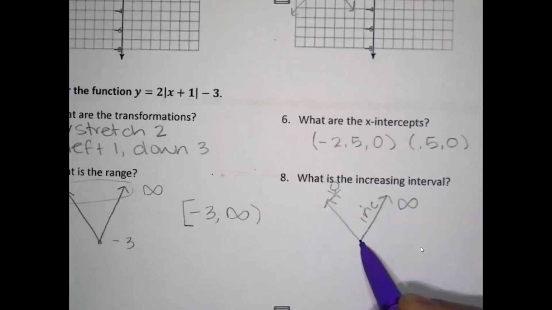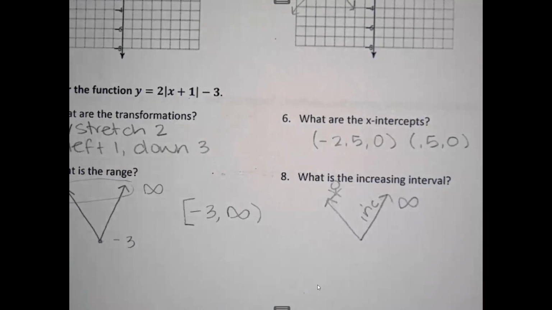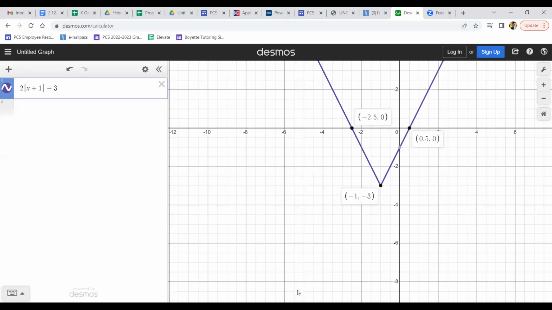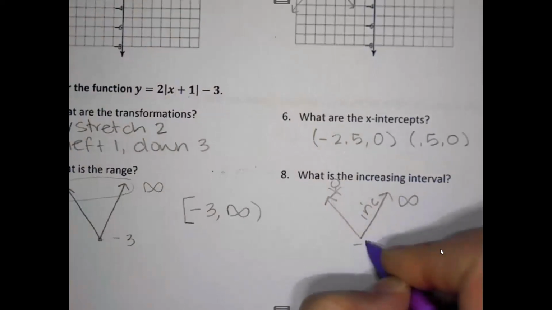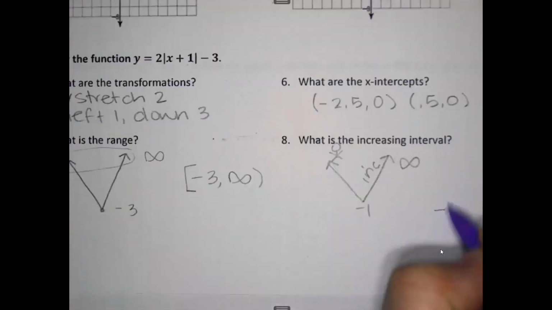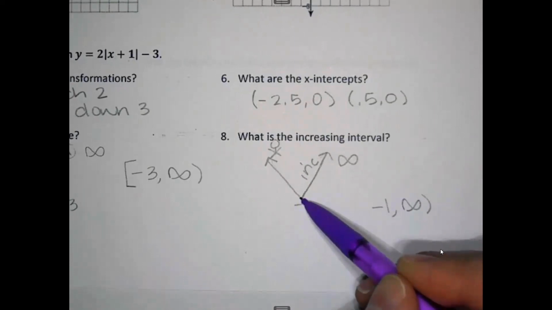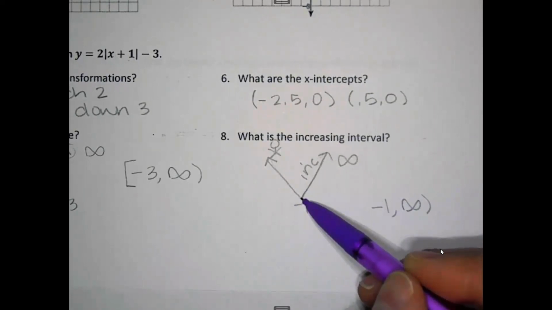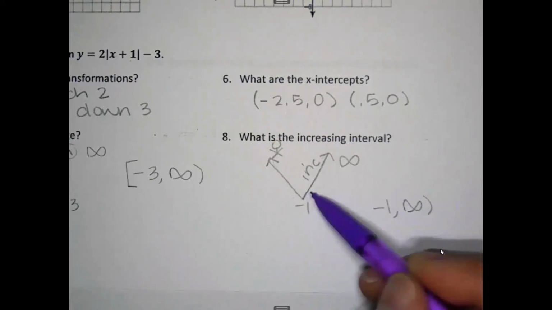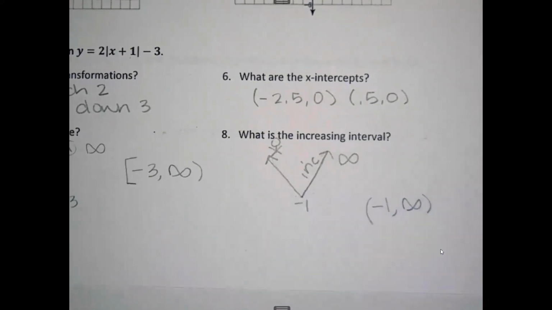And then right here, I want to use the x coordinate for right there. And the x coordinate right there was a -1. So I'm going to write -1 for that spot. And so the increasing interval is from -1 to infinity. Infinity, again, always gets a parenthesis. The -1 is not going to get a bracket this time because when the stick figure is standing right there, he is not actively walking uphill. He's kind of in between uphill and downhill. So I'm going to put a parenthesis for that one.